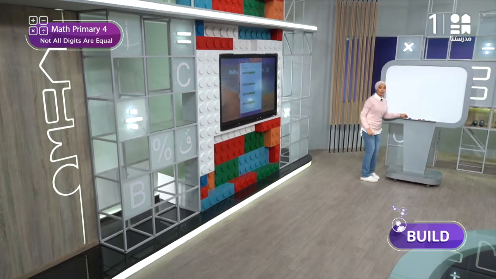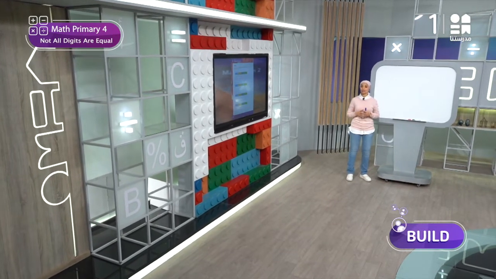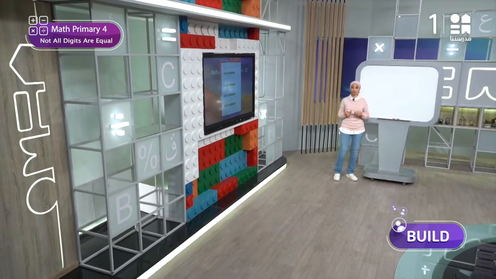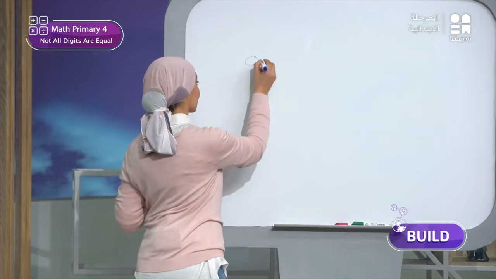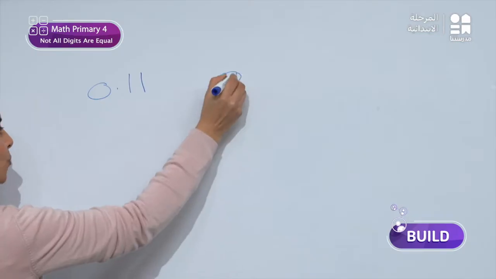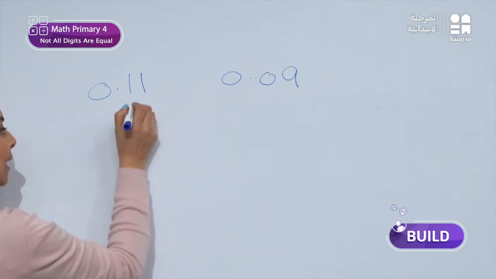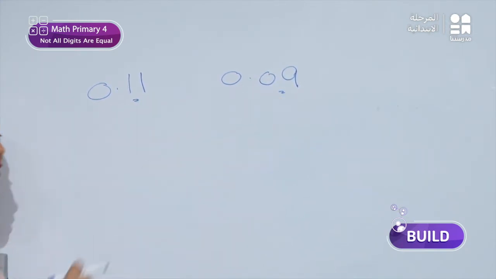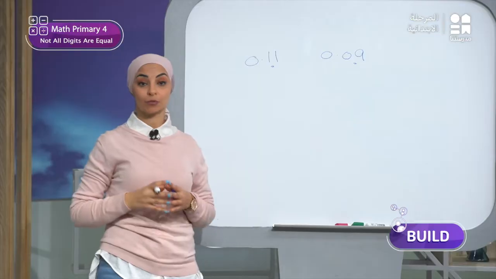Okay. Now if I have two decimals and I want to compare between them. دلوقتي أنا عندي 0.11 كمان 0.09 يعني 11 hundredths و 9 hundredths. I want to compare between them.